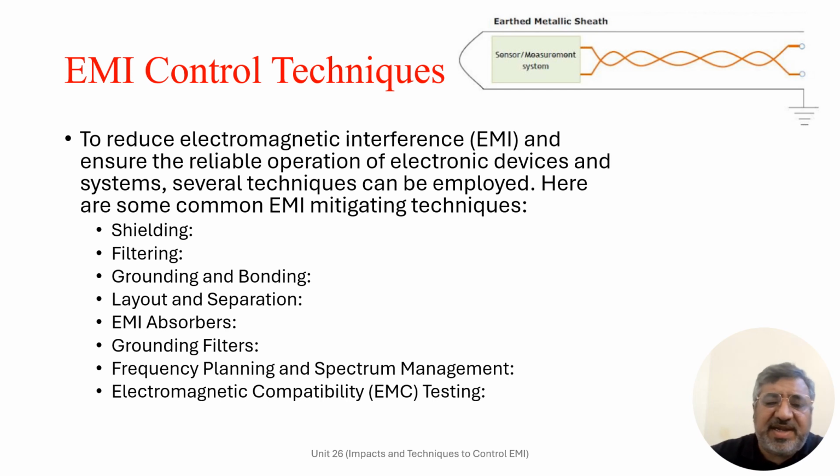Grounding filters, also known as ground loop isolators, are used to break ground loops and eliminate unwanted noise caused by potential differences between interconnected devices. Ground filters interrupt the ground path while maintaining the signal path, thereby reducing EMI and minimizing noise coupling.